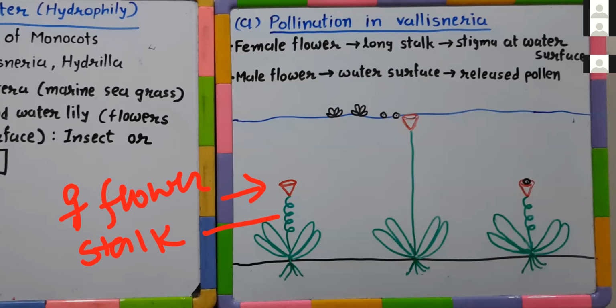Male flowers detach from the mother plant. These are the male flowers. They detach from the mother plant and keep suspending on the surface of water. These male flowers detach from the mother plant and keep on the surface of the water, and there they release their pollen grains on the surface of the water.